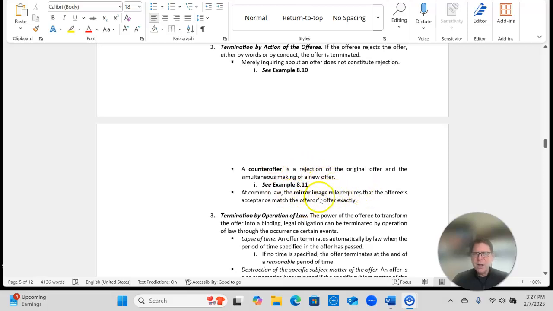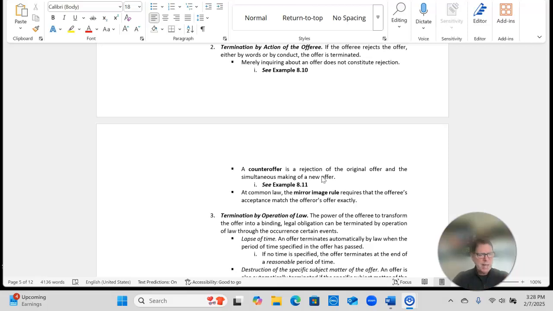Under the common law, it is required that the acceptance mirror the offer. Mirror image rule is what it's called, the mirror image rule. So it says if I accept, I can't change the nature of the offer. If I do, I've created a counteroffer, which works as both a rejection of the original offer and creates a new offer. So the parties kind of switch places.